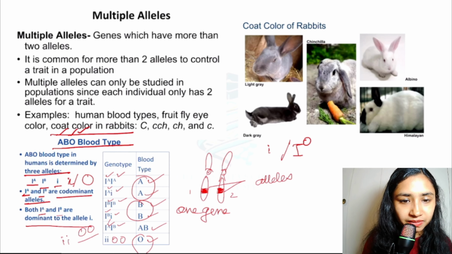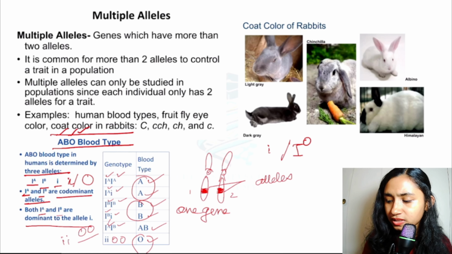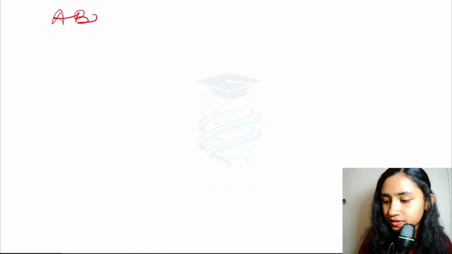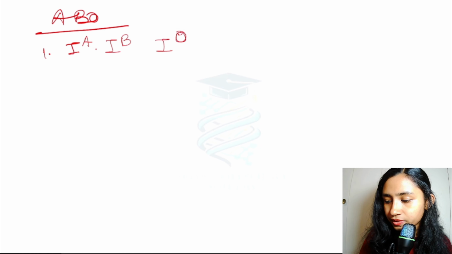There are other examples also, such as fruit fly eye and coat color in rabbits. They are also examples of multiple alleles. So for example, I am telling you there is the ABO blood type system. There is IA, IB, IO. These 3 types of alleles are there.